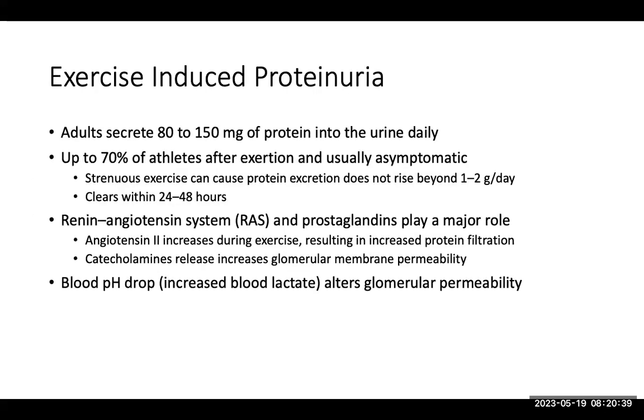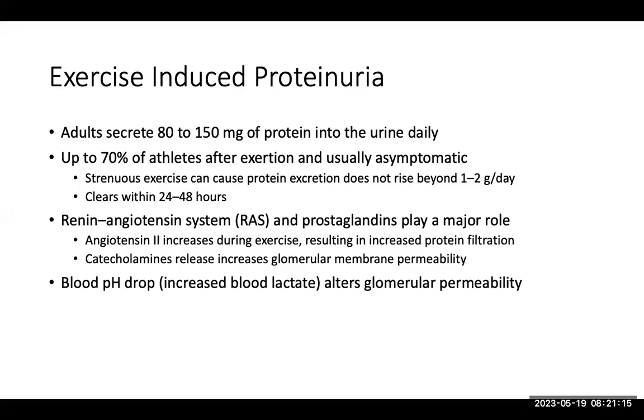Next, I'll be talking about exercise proteinuria. At baseline, normal adults can secrete up to 150 milligrams of protein in the urine daily. It's typically composed of equal parts albumin, serum globulins, and tissue proteins. In athletes, it can be increased. There's a phenomenon of exercise-induced proteinuria that occurs after exertion and is typically asymptomatic. This proteinuria typically begins to resolve within 30 minutes of exercise and clears within 48 hours.